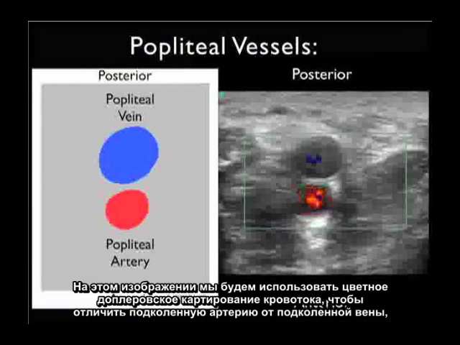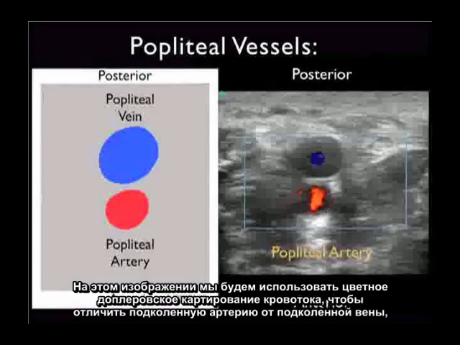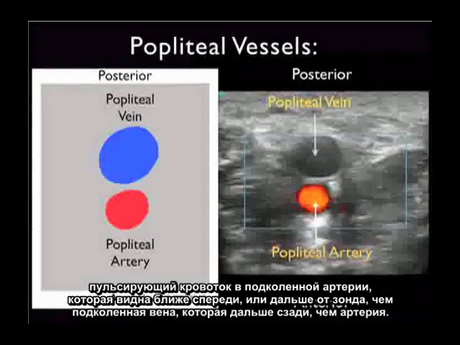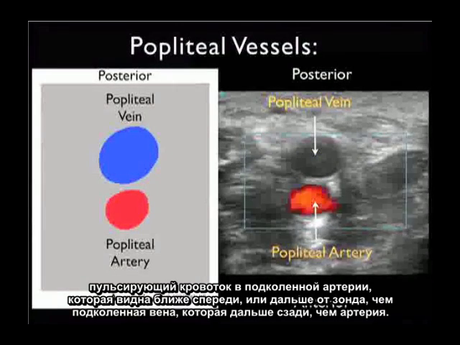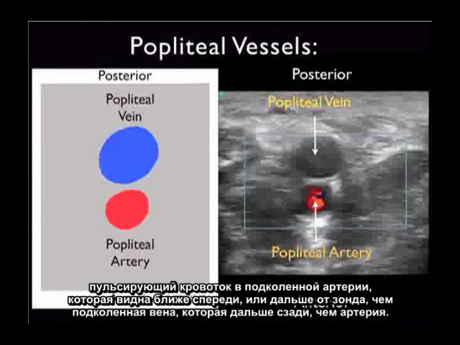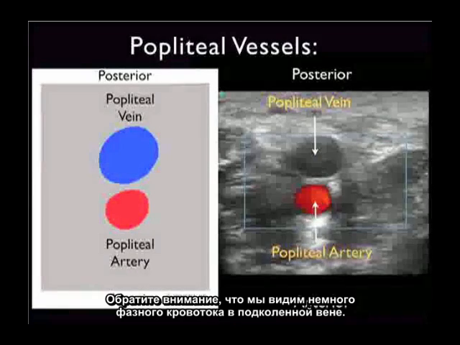In this image, we'll use color flow Doppler to further differentiate the popliteal artery from the popliteal vein. And in the video clip here to the right, we can see the pulsatile flow of blood within the popliteal artery as seen anterior or further away from the probe than the popliteal vein, which is seen more posterior than the artery here. Notice that we see a little bit of phasic flow of blood within the popliteal vein.